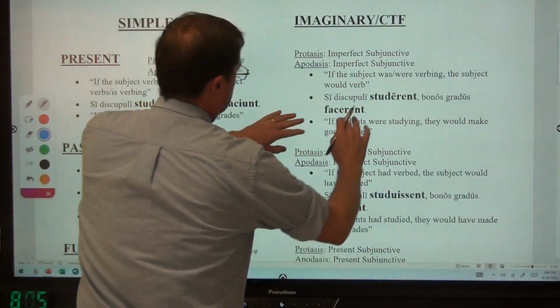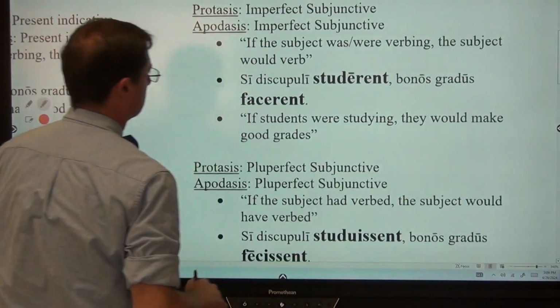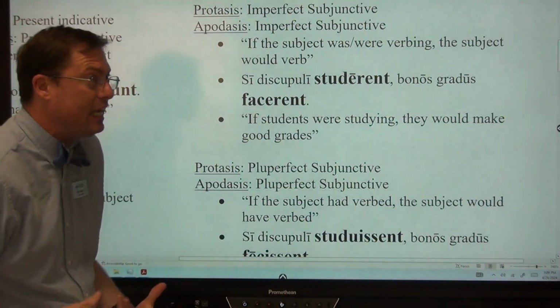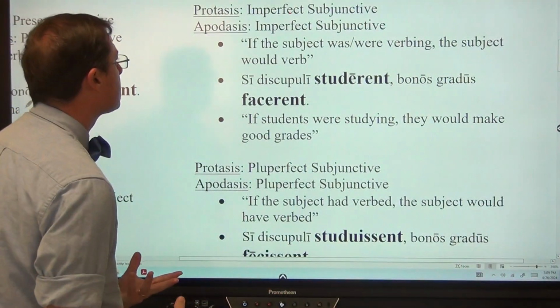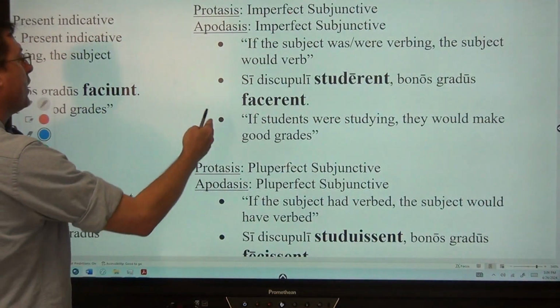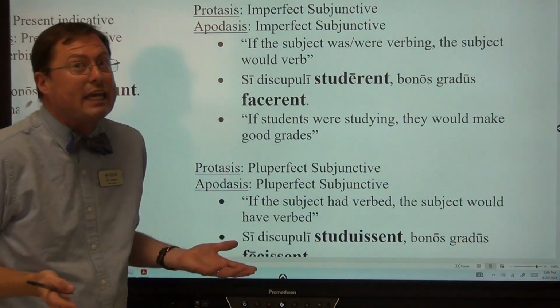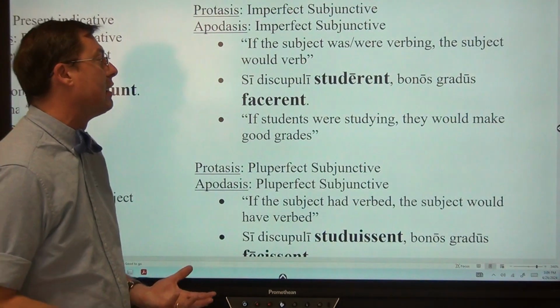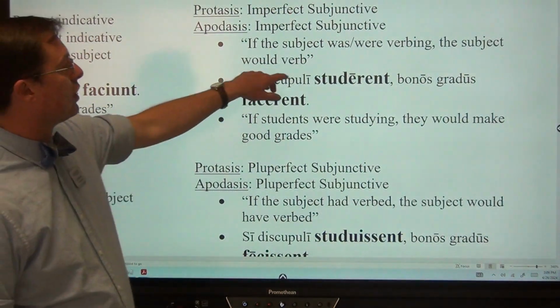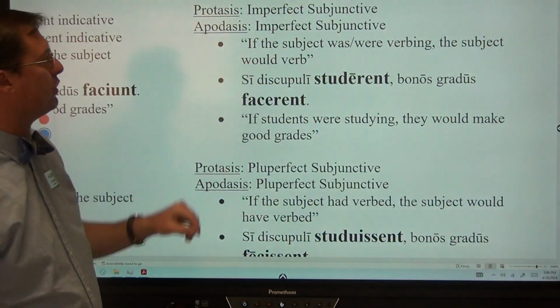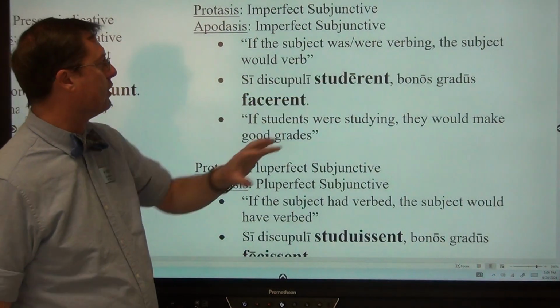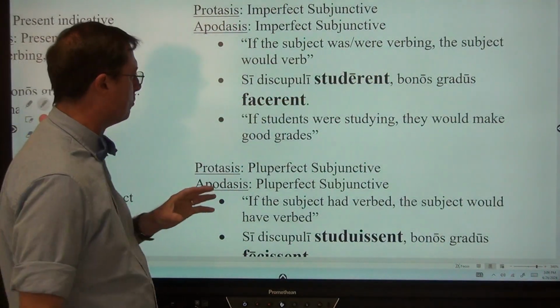If the students were studying right now, this year, present tense, they're not, but if they were studying, then they right now would make good grades. And so that's how you translate it. Subject was verbing, subject would verb. Were verbing, would verb.